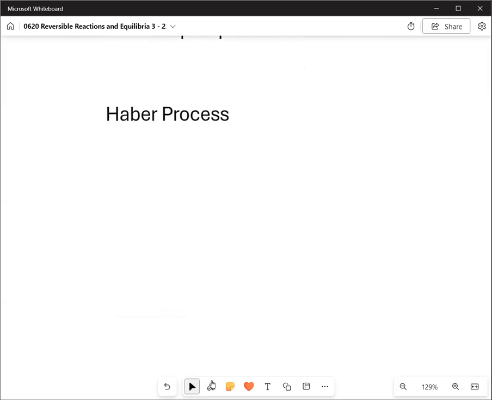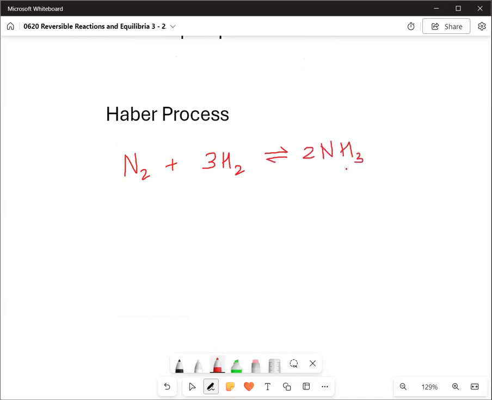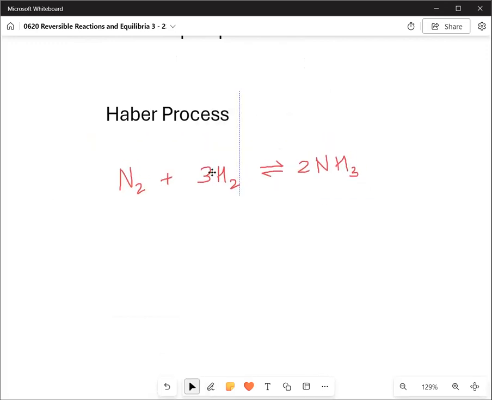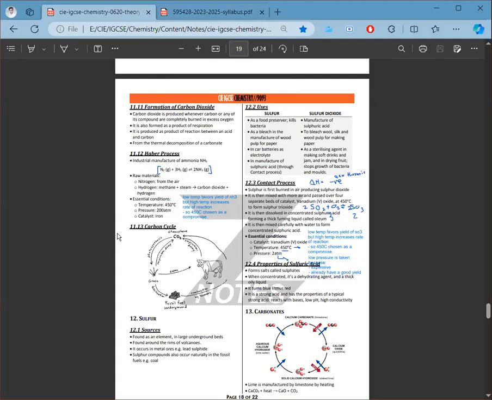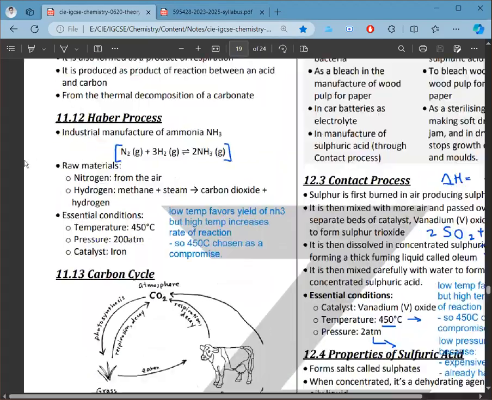Okay, what is the Haber process? We take nitrogen, N2, plus H2, to give us NH3. Okay, that's the first process we have. Now we need to know a few things about this process: the temperature at which it takes place, and what compromises are made when we do it.